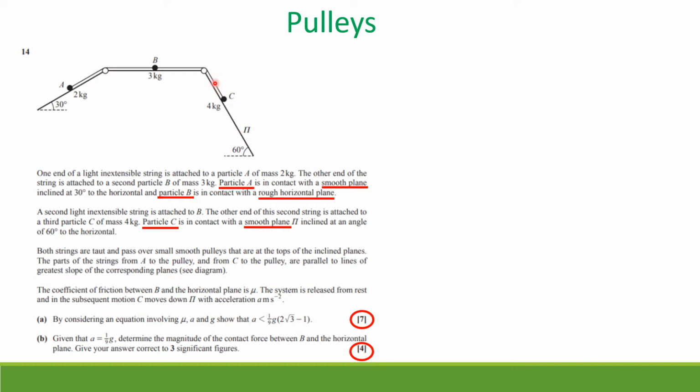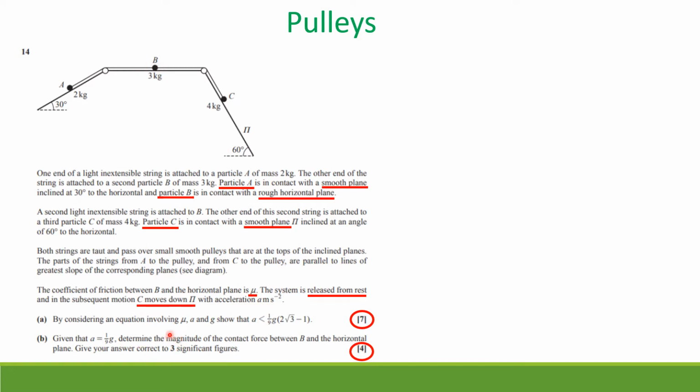Friction acting here on the section on the right hand side. We're told that the coefficient of friction is mu, and that will be on this section here in the middle. We're told that the system is released from rest and C will move down the plane. So this point C will move down the plane, which means that B will follow C, A will follow B, and if B is moving to the right, that means friction will be moving to the left.